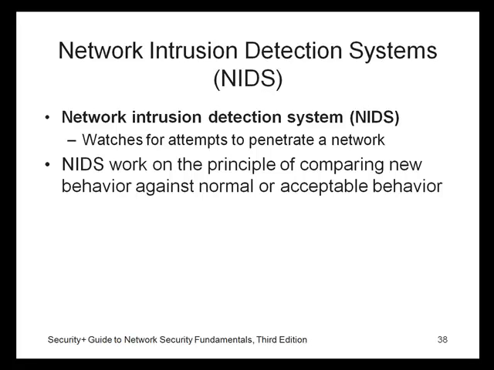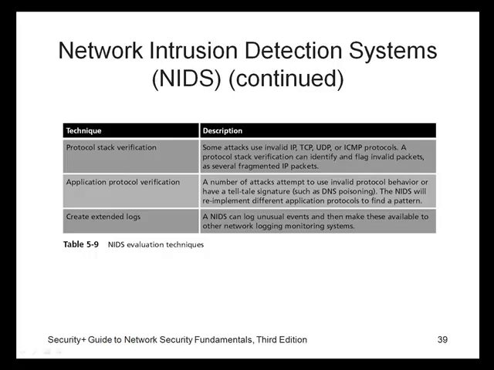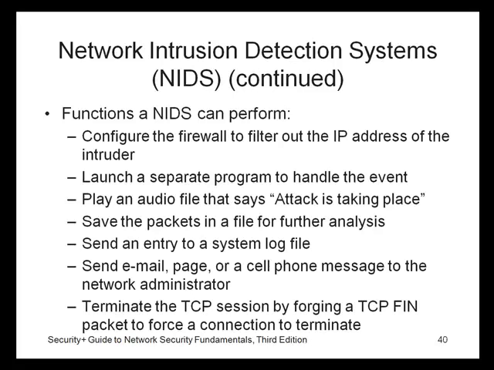It works on the principle of comparing a new behavior against normal or acceptable behavior. What's been defined as okay, been defined as normal. And what's defined as normal or okay today may be different tomorrow. And can these things make mistakes? Absolutely. Can virus checkers make mistakes? Absolutely. They look for suspicious patterns, and these are the things that they look at.